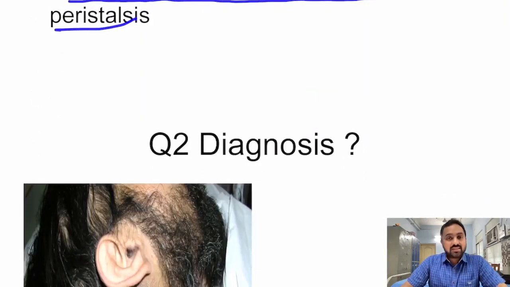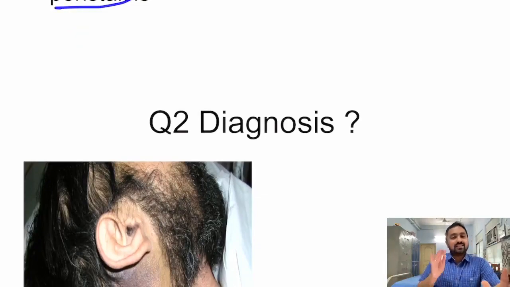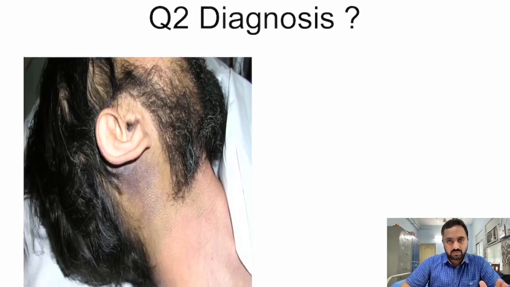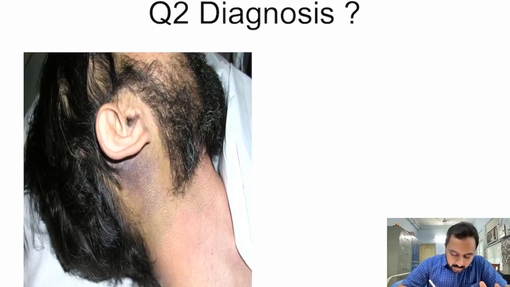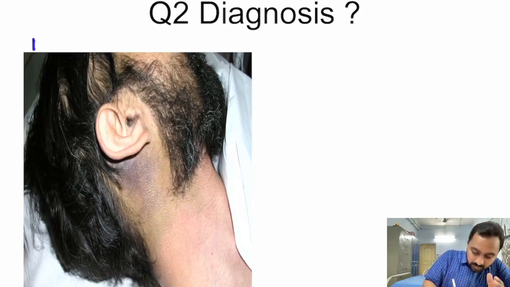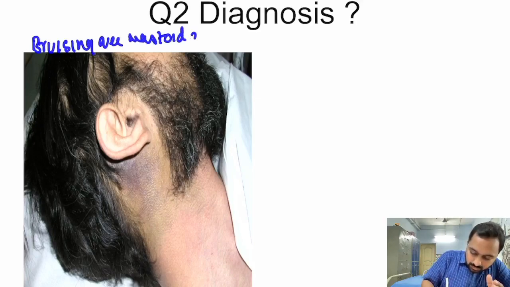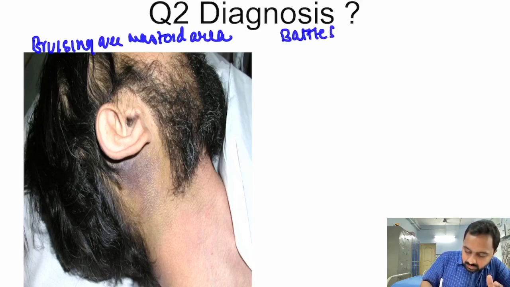So moving on to the second question, as we see, it is a simple, straightforward diagnosis for you, where you can see bruising over the mastoid area, right? So it is bruising over the mastoid area. What is this? This is basically Battle sign, right? So where do we find it?